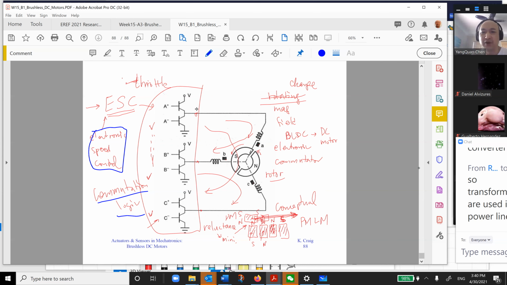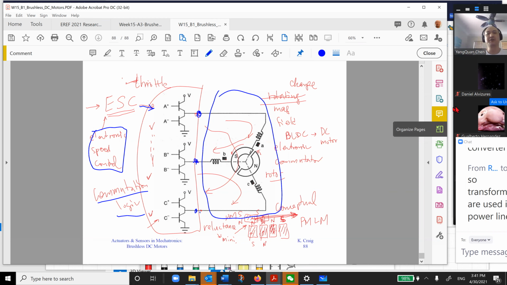That's why I put 3, 1, 2, 3. If you buy a brushless DC motor, you only get these 3 terminals, and this part is just the ESC. So I think we are getting to the end of the brushless DC motors. Again, the characteristic is similar to the brushed DC motors.